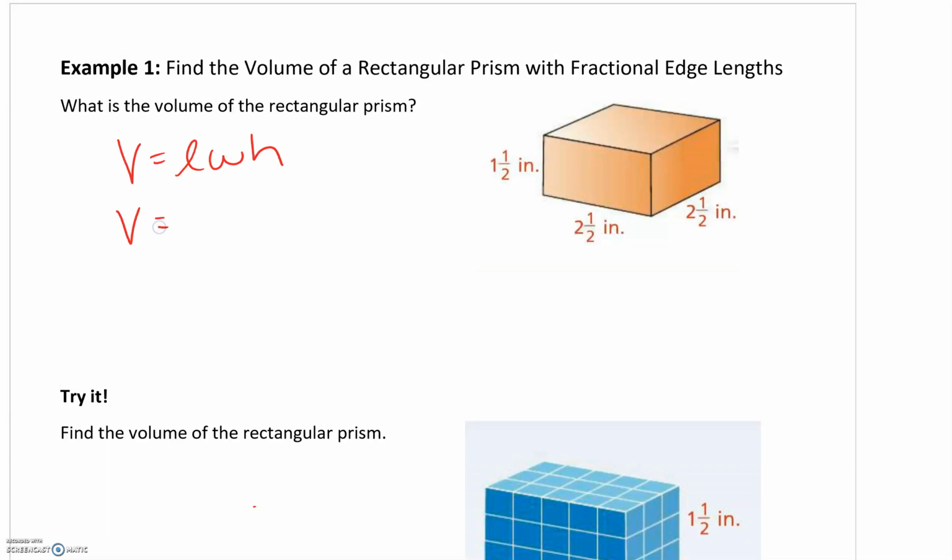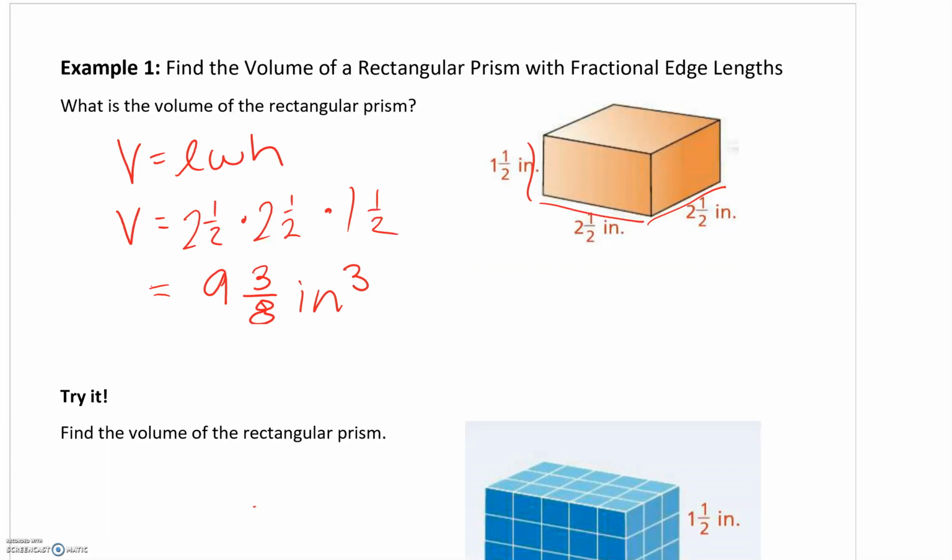So my volume is equal, and I want to write in what my length is, what my width is, and what my height is. So I have 2.5 times my 2.5 times my 1.5. And again, I will let you use your calculators to multiply that all together. So multiply each one together to get our total of 9 3/8 inches cubed.